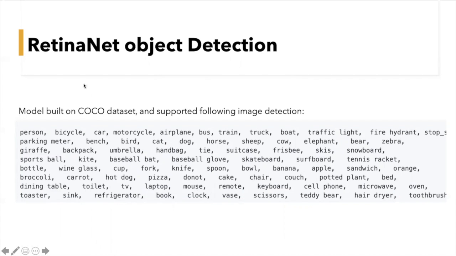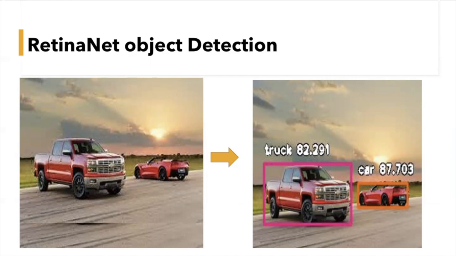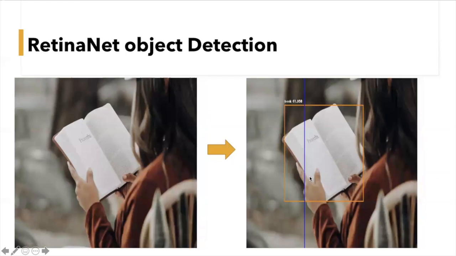RetinaNet is based on the COCO dataset, and it has these classes. These are around 80 classes that it can detect. Give it an input image, and when you take the prediction out of it, this is how you get it. Using this image, when I run the model on it, this is the prediction that I get. It is able to detect this is a truck and this is a car, with an annotation. This is another example.